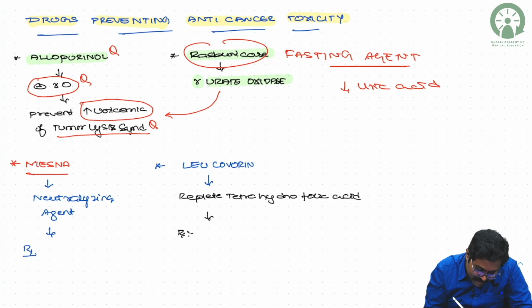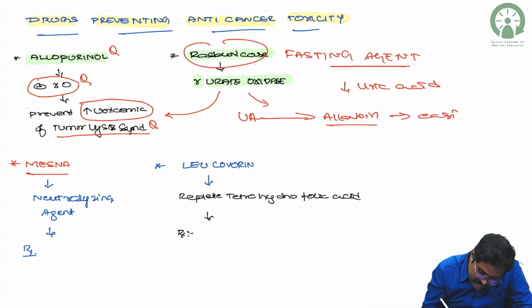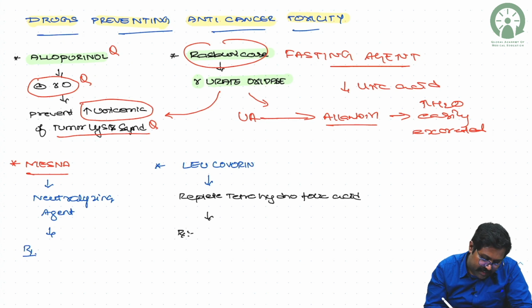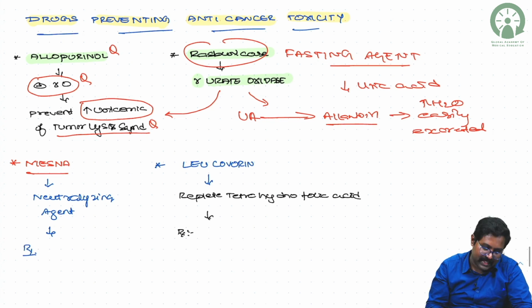How? This being a urate oxidase, it will convert uric acid into allantoin, which will be easily excreted out because of its increased water solubility. So rasburicase is the fastest agent which can decrease the uric acid in the tumor lysis syndrome.